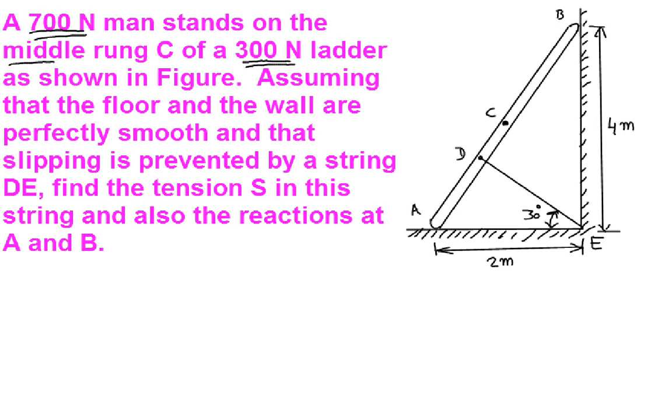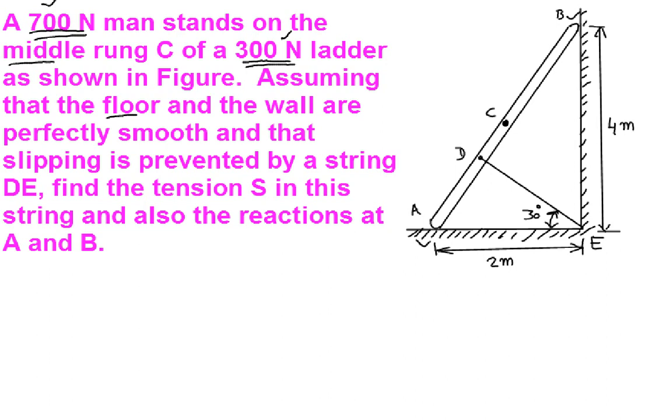That is, the weight of the ladder AB is 300 Newtons, and this 300 Newtons acts at this point C, where a man of 700 Newtons weight stands on it. So the total weight that is acting here at point C is 700 plus 300, which is 1000 Newtons, and this force acts vertically down.